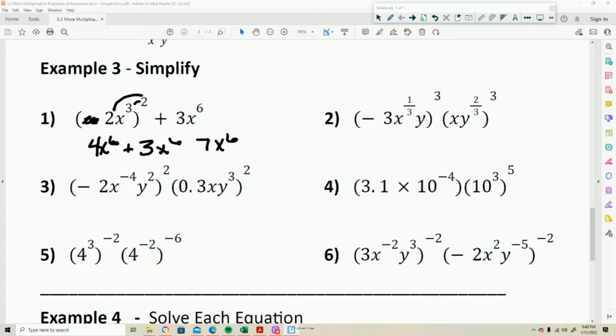Okay, look at number 2. Get rid of the parentheses, so I'm going to distribute this 3. When I do the 3 on the negative, 3 negatives gives me a negative, so I get that. When I distribute the 3 to the 3, that's 3 to the 3rd, which is 27.